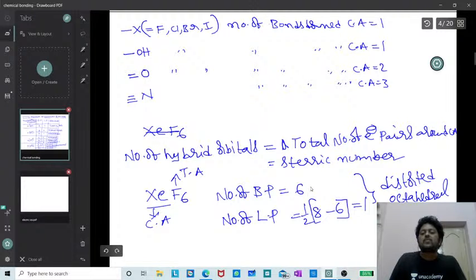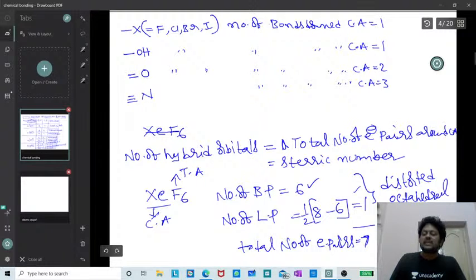Now hybridization. For hybridization, you need to count the number of bond pairs and the number of lone pairs, which gives the total number of electron pairs. That is equal to 7. 7 electron pairs means 7 hybrid orbitals, so the hybridization is sp3d3: 1 s orbital, 3 p orbitals, 3 d orbitals. 1 plus 3 plus 3 is equal to 7. So 7 hybrid orbitals containing hybridization is sp3d3.